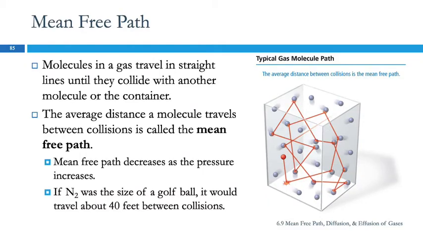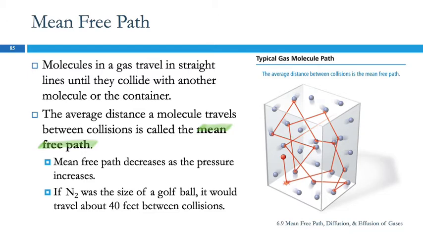I'm going to go through parts of this section really fast. So molecules travel in a straight line until they run into something. The average distance that they can travel is called the mean free path. So the mean free path: how far does an average particle travel before it runs into something? As the pressure increases, the particles are closer together and the mean free path is going to decrease.